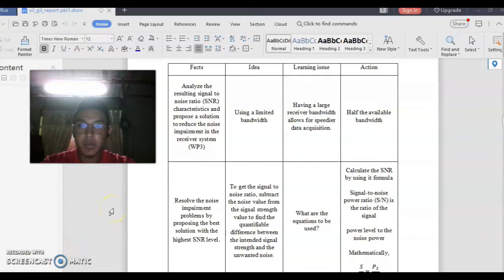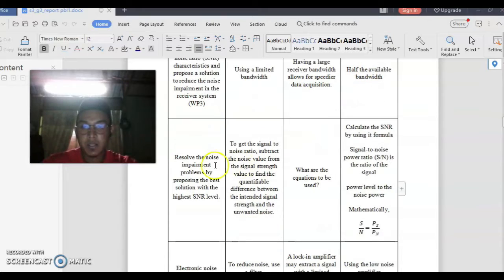Next, I will explain the FILA table. For the facts, for the first fact, we analyze the resulting signal to noise ratio or SNR characteristic and propose a solution to reduce the noise impairment in the receiver system, WP3. For the idea, using a limited bandwidth. For the learning issue, having a large receiver bandwidth allows for speedier data acquisition.